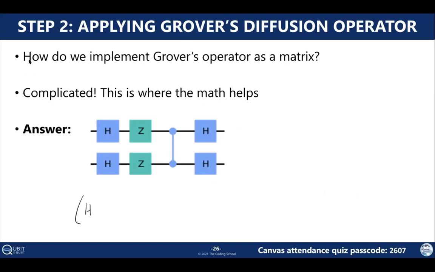This actually is Hadamard tensor product with Hadamard, Z tensor product with Z, then a controlled Z. Yeah, that is not an easy to see Z. And then Hadamard tensor product Hadamard. This is quite annoying, but in the end, it does work out to be your Grover's diffusion operator. And you can do this math. It will probably take you like an hour, but you can totally do it, and you can see that it works out to the correct matrix.